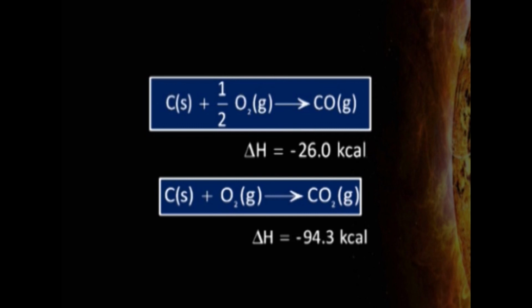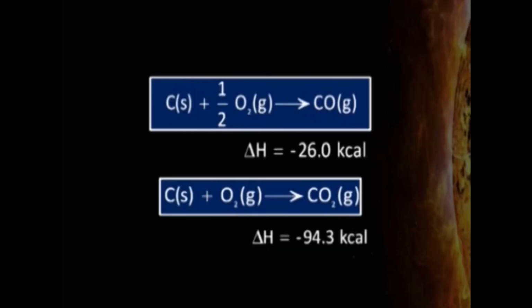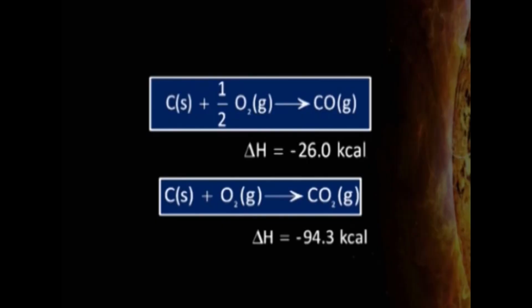minus 94.3 kilocalories. Both of these reactions are the reactions for oxidation of carbon, but heat of combustion for carbon is not equal to minus 26.0 kilocalories because carbon monoxide formed in this equation can further be oxidized to give carbon dioxide. Hence, heat of combustion or enthalpy of combustion for carbon is equal to minus 94.3 kilocalories.